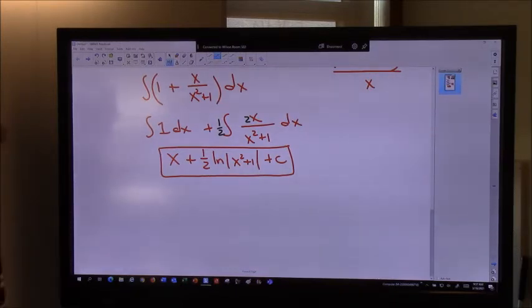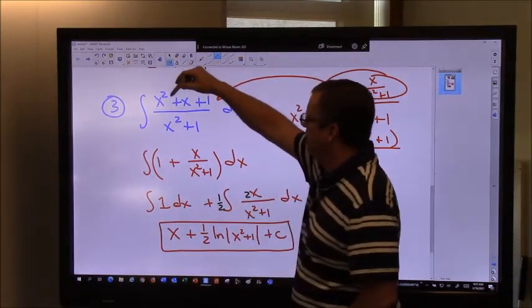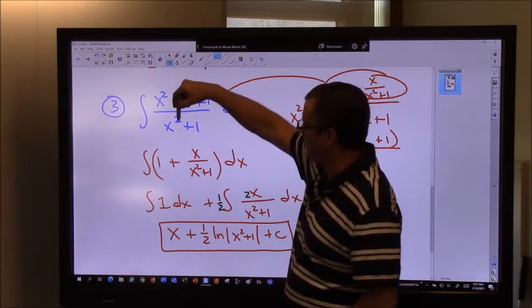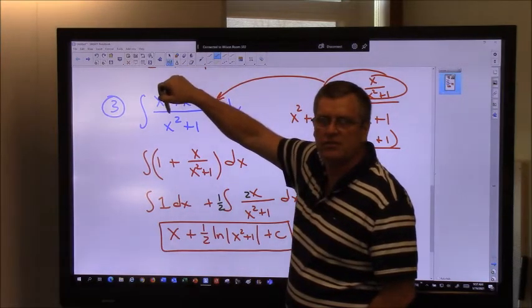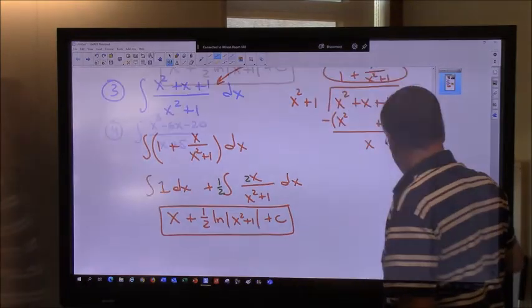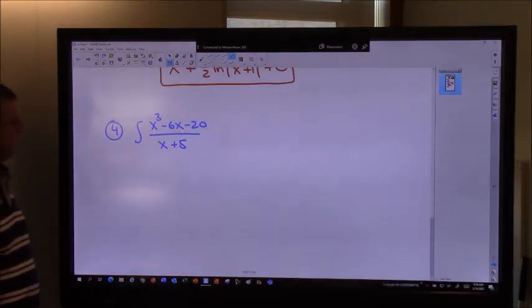All right, so anytime we see the exponent in the numerator where it's equal to or larger than the denominator, we have to do long division. All right, let me get you guys one of those to try. All right, you guys go ahead and see if you can solve this one.